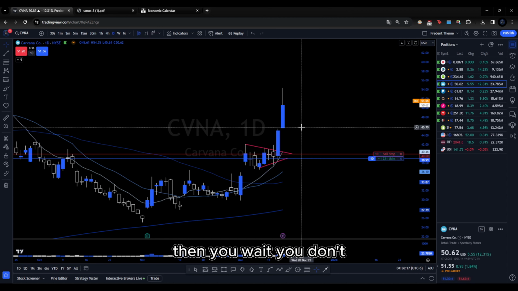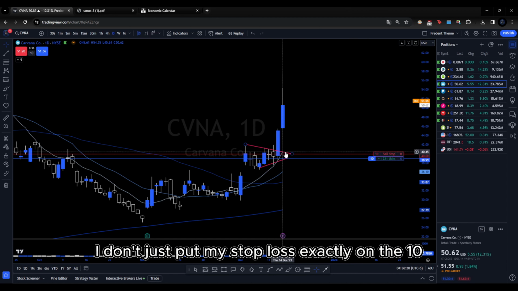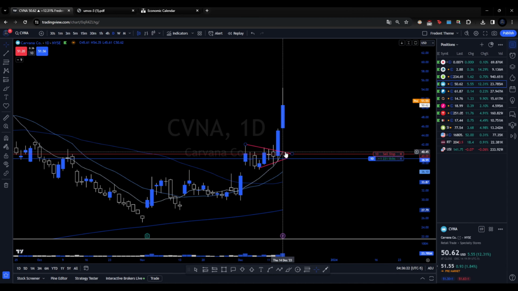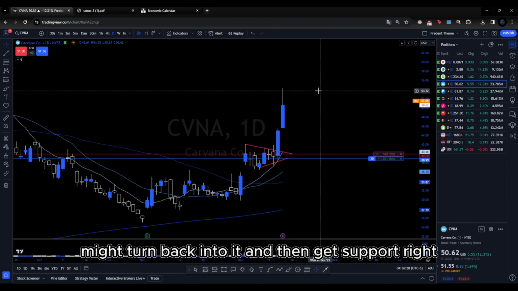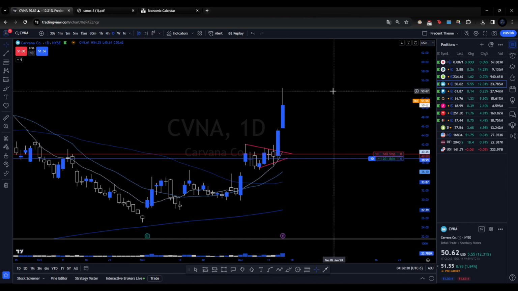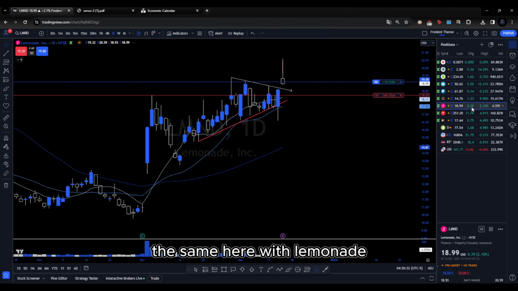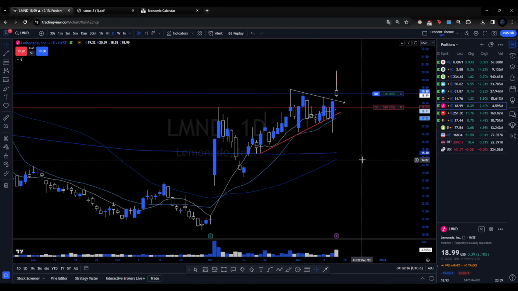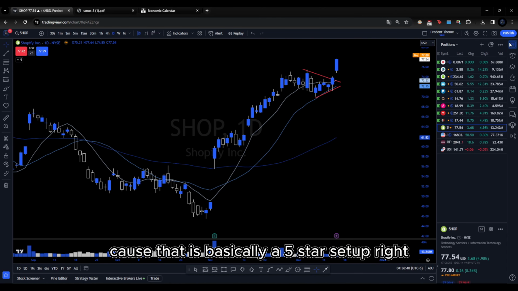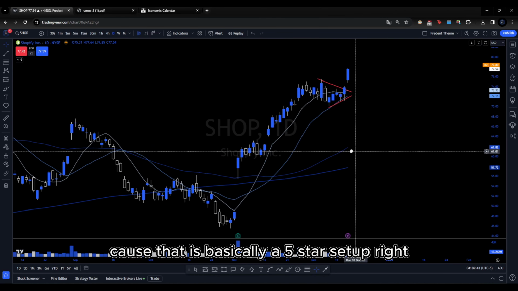So you wait. I don't just put my stop loss exactly on the 10 moving average, because I want to see, it might trade back into it and then get support, right? I don't know that, which is exactly what I'm looking for. The same here with Lemonade. Just another great setup.